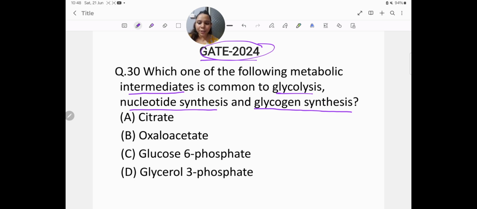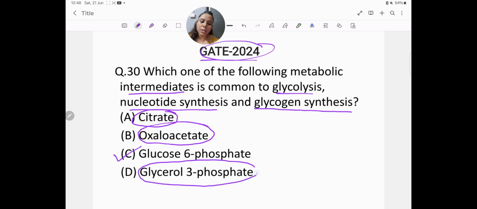Option C, obviously I know that glucose 6-phosphate. Again from glycolysis, this is the important compound for glycolysis, nucleotide synthesis and glycogen synthesis. Why are the others not? Because citrate is from the TCA cycle, oxaloacetate is also an intermediate of the TCA cycle, these two, and glycerol 3-phosphate is for lipid synthesis. That's why these are not correct. The correct option is glucose 6-phosphate.